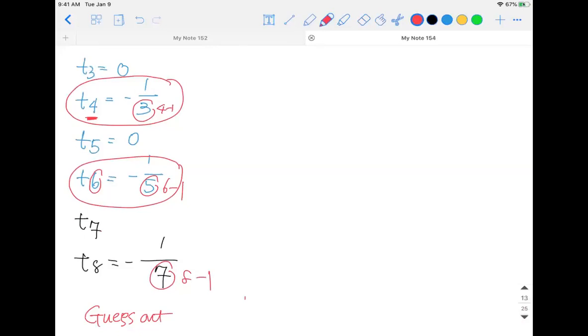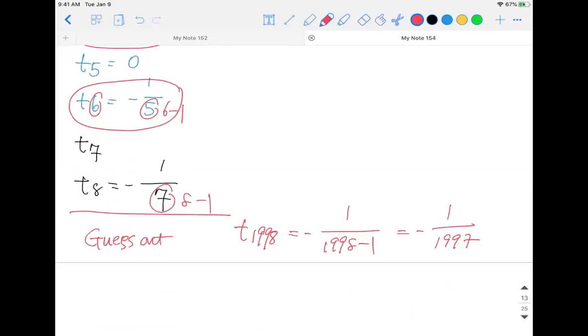T1998 will be what? -1 over 1998 minus 1, so -1 over 1997. Is that right? No magic. You just basically write. If you're not so comfortable about T8, you can write another two more terms, and that's it. And that is actually the correct answer. Find a pattern and guess it out. This is extremely important for sequence related problems.